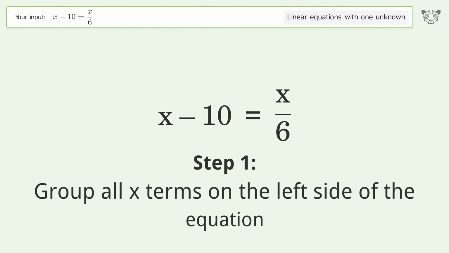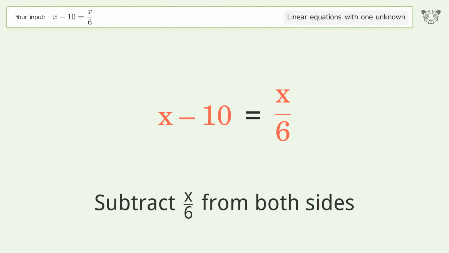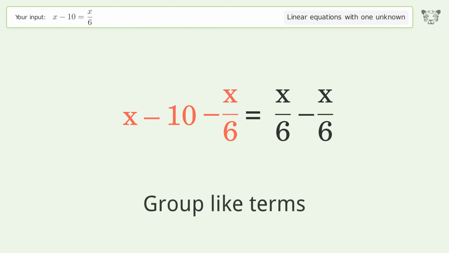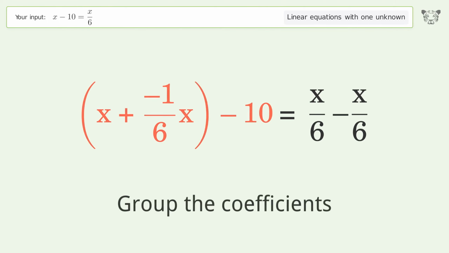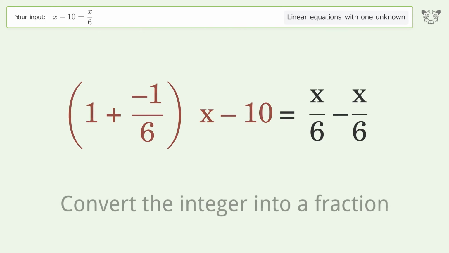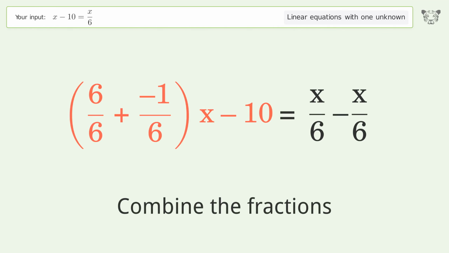Group all x terms on the left side of the equation. Subtract 10 over 6 from both sides. Group like terms. Group the coefficients. Convert the integer into a fraction. Combine the fractions.